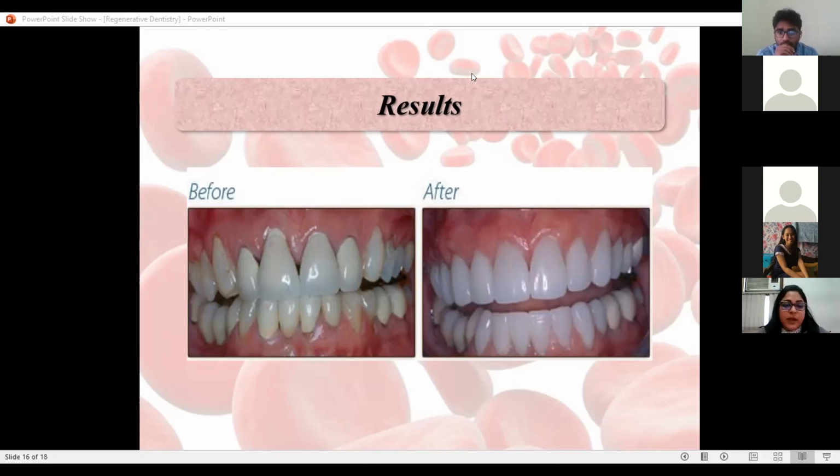The price of the kit is not very high, about 3,500 per kit, and it's very handy. There's nothing to worry about. Everything is there, from blood withdrawal up to the injection at the site. So it's very handy. I recommend you go for that, use it and try.